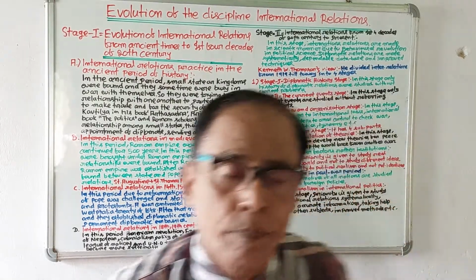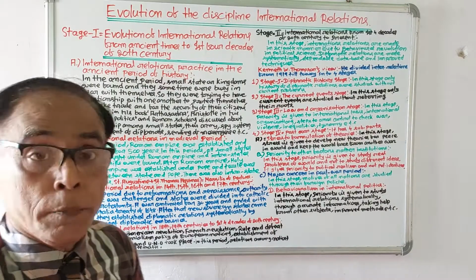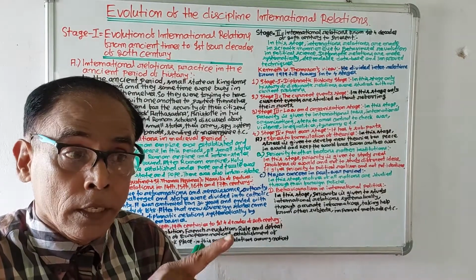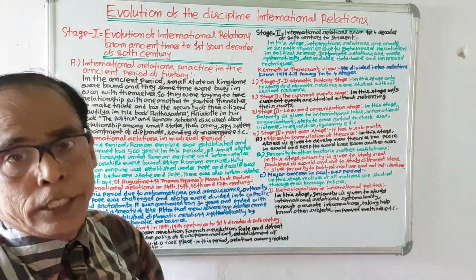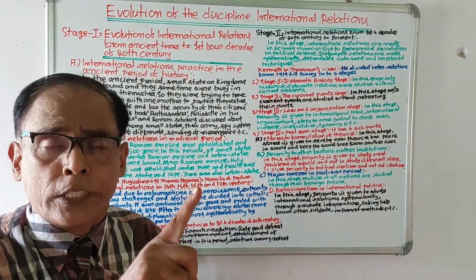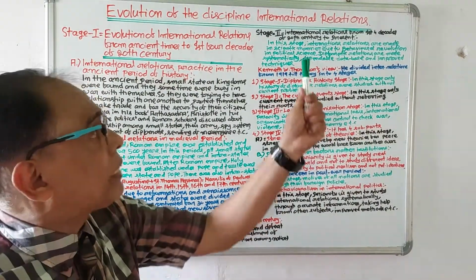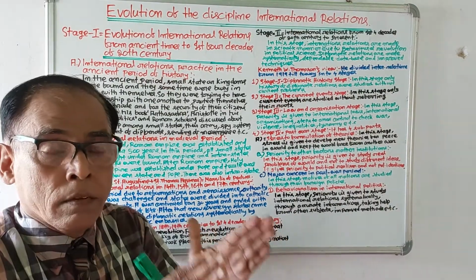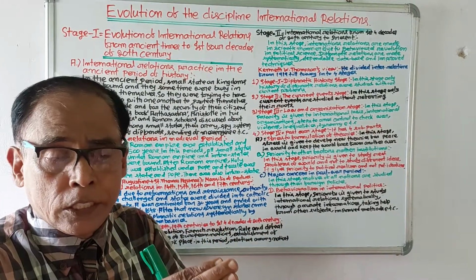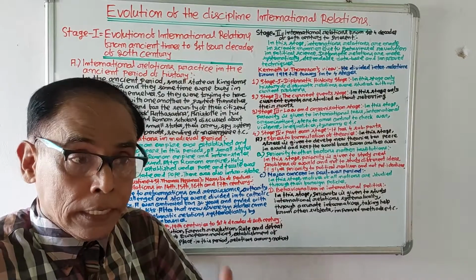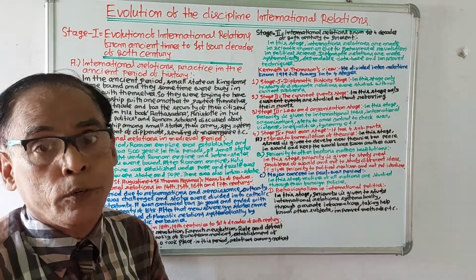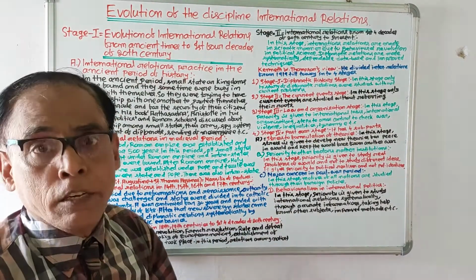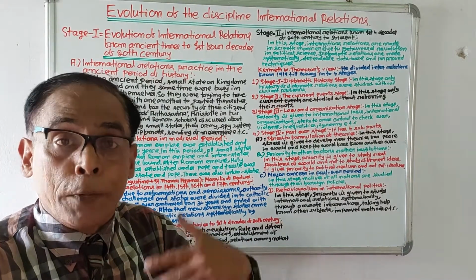Now we'll discuss the development of international relations from the past four decades of the 20th century till the present. In this stage, international relations became more systematic than before, and were made in a scientific manner, due to the impact of the behavioral revolution.